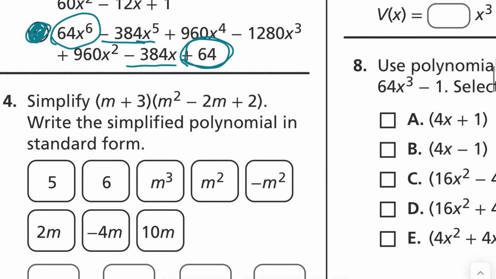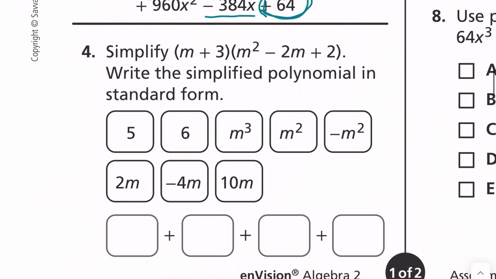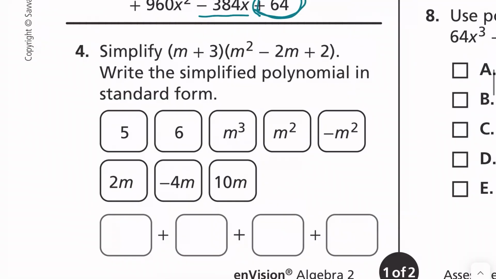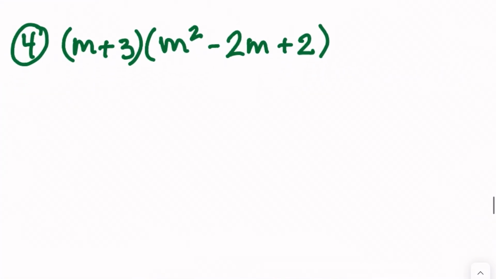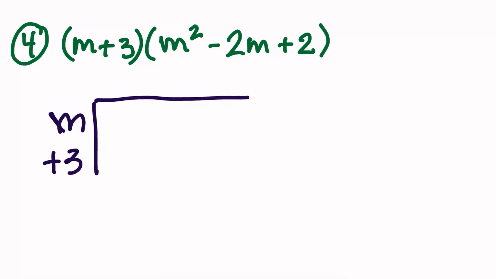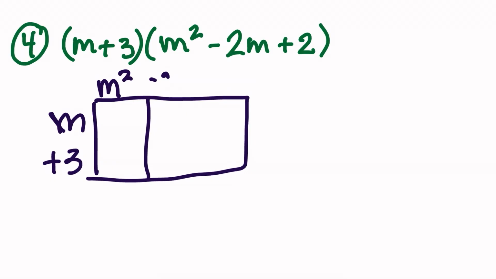Okay, number 4, we were supposed to multiply those and write the simplified polynomial in standard form. I'm going to go down and do this in my notes because that's what makes sense to my brain. So this is when you're multiplying, and so we can start with that. Oops, I was putting x because I'm used to it. M plus 3, we're going to undo those. We want to go down. Plus 3 on the side, and we're going to multiply it by m squared minus 2m plus 2. And then we just multiply.